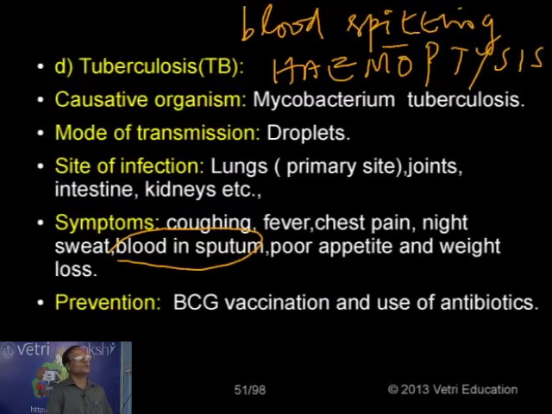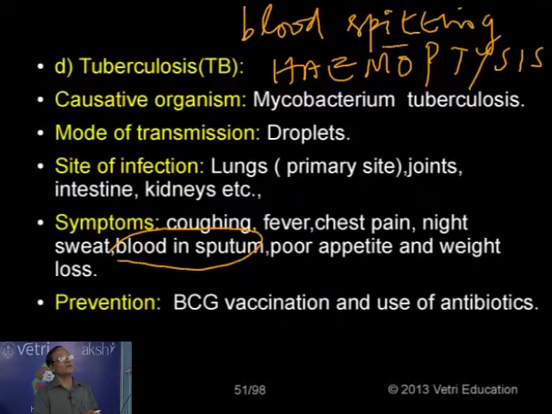And also poor appetite and night sweats. You know that sweating at night is one of the symptoms of AIDS. The nighttime sweating is because of the tuberculosis bacteria. And also sudden loss of weight, because it affects the bones and lungs. So all these symptoms are related to tuberculosis.